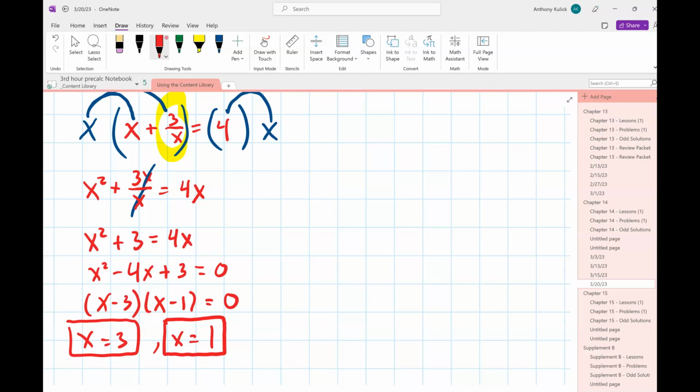So these are our solutions, but we're not done. Why not? I have my values for x. You have to plug it back into the original. Yeah, why do we have to do that? Get rid of that fraction.